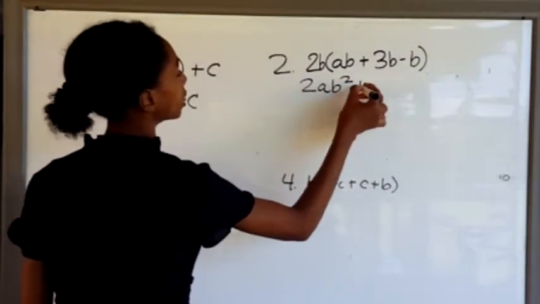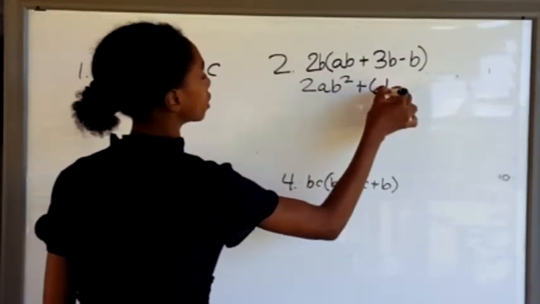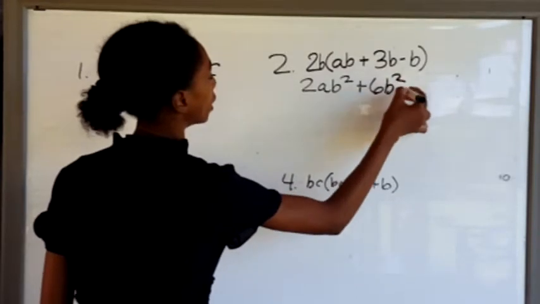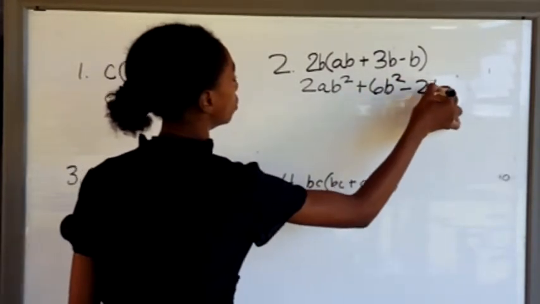And then it would be positive 6b squared, and then negative 2b squared.